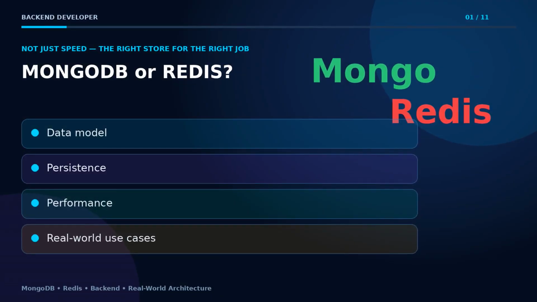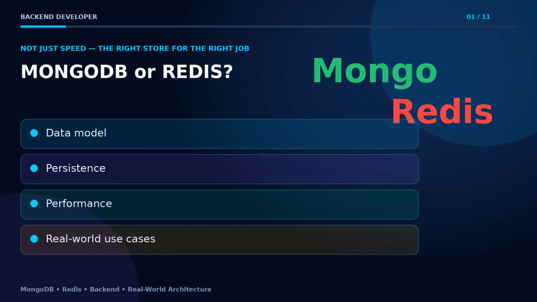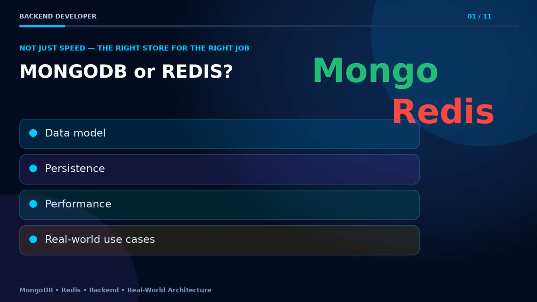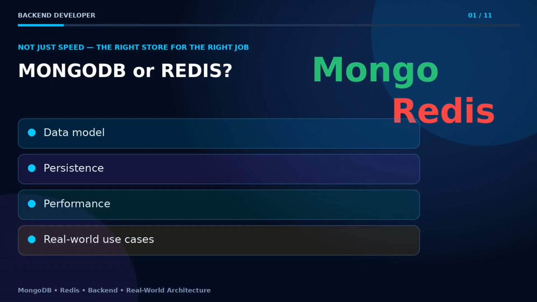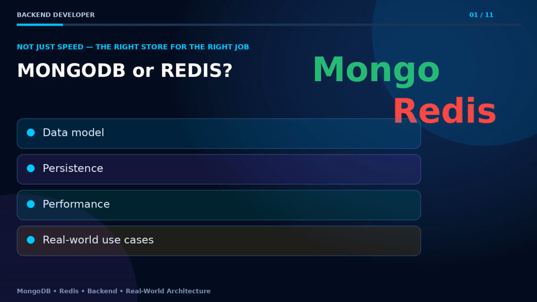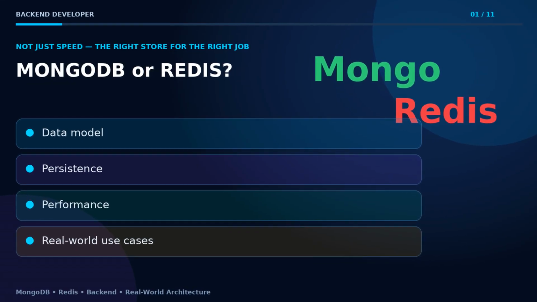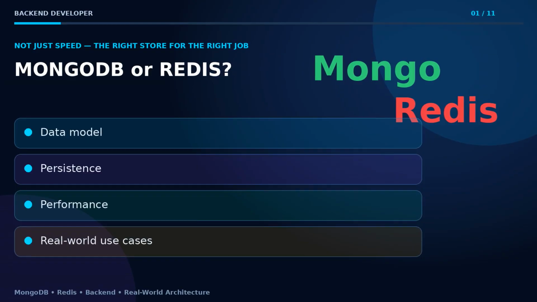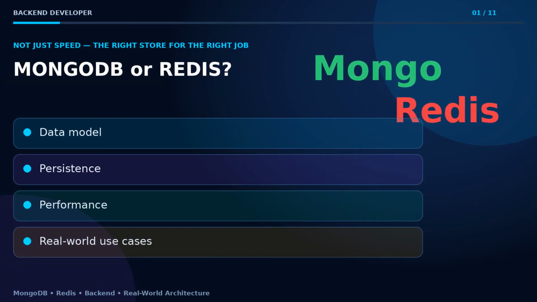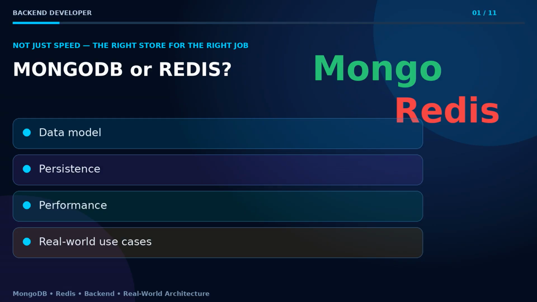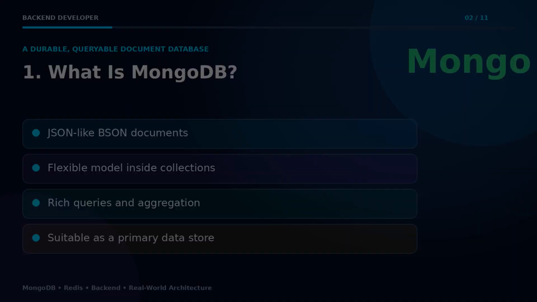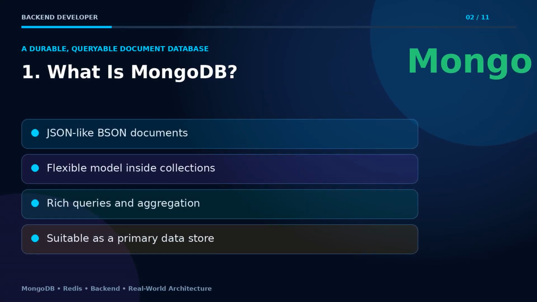MongoDB or Redis. This is not simply a question of which one is faster. In many systems, these technologies are not direct competitors. They solve different problems and often work together. In this video, we will compare their data models, memory and disk usage, persistence, query capabilities, scaling, consistency, and real-world use cases. Let's begin with MongoDB.